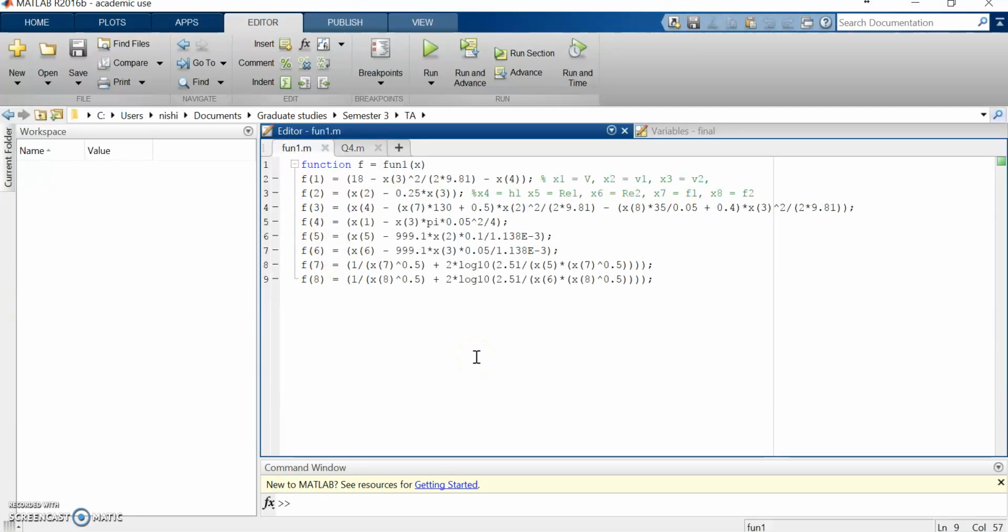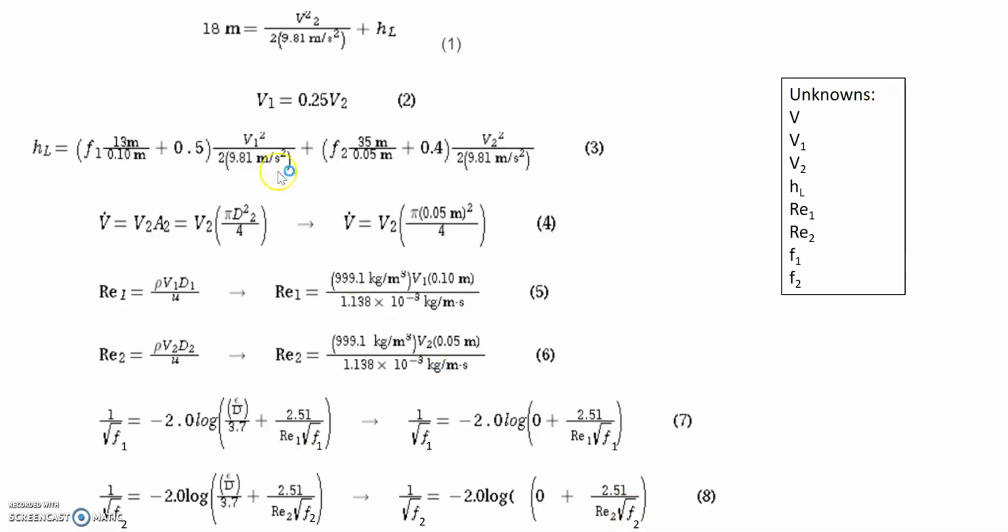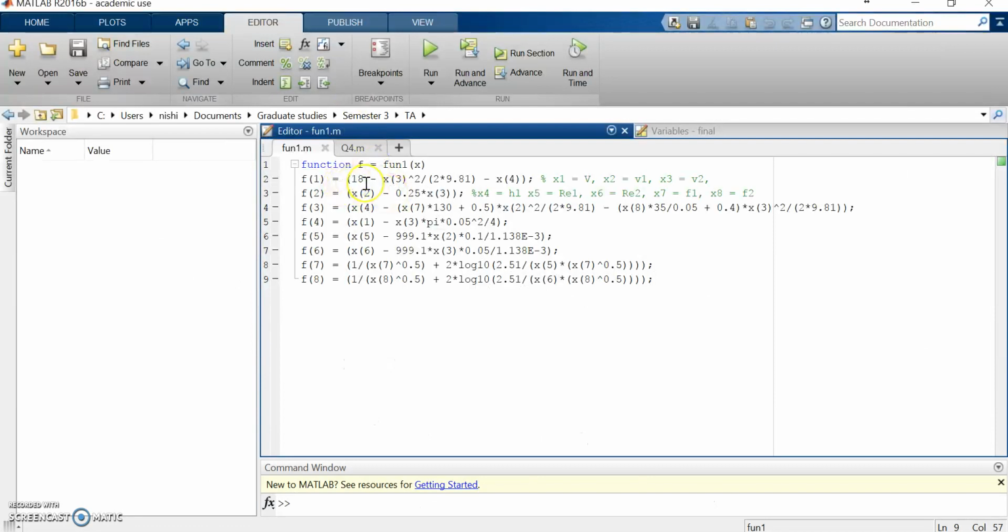So we have a system of 8 nonlinear equations. Let's look at F1, which was this in our case. So F1 is basically Z2 equals V2 squared by 2G plus HL, so Z1 equals V2 squared by 2G plus HL. Now, we could write equation 1 as this over here.